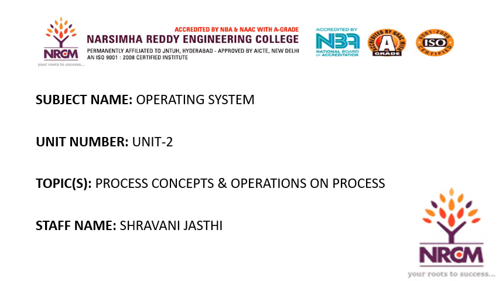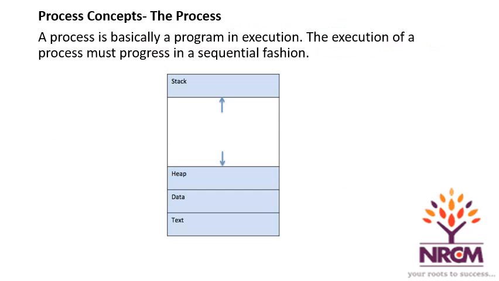So, coming to the next slide. First of all, the process. What is a process? A process is basically a program which is in execution. The execution of a process must progress in a sequential fashion. A process is defined as an entity which represents the basic unit of work to be implemented in the system.